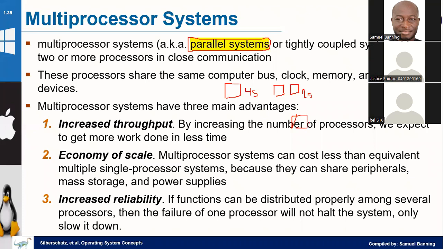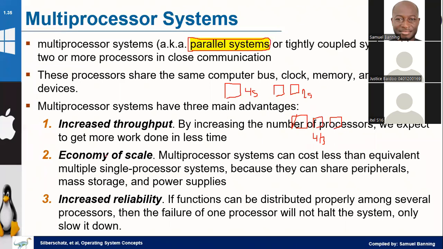If you have three processors, then it will do the job in 4 divided by 3 seconds. So that is the increased throughput. The amount of job that can be processed is increased.